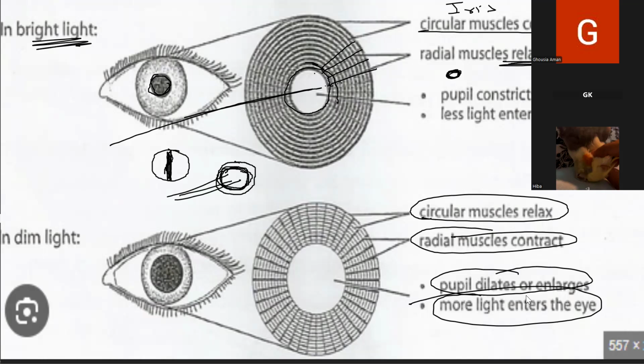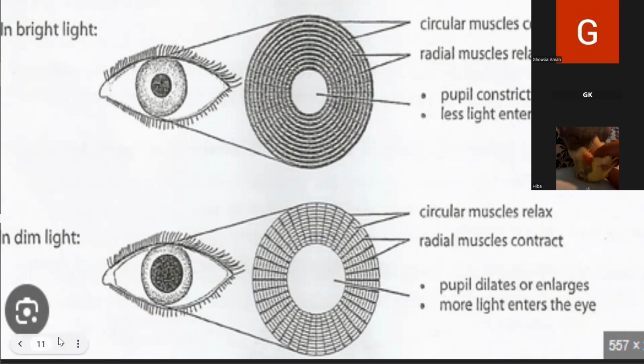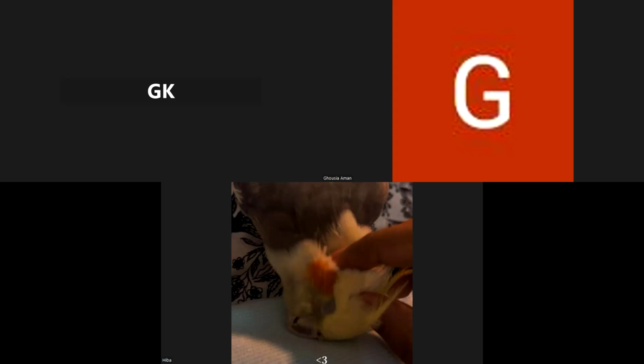So this chapter, let's see if there is any slide or not. No more slides. This chapter is finished. Okay. So I think that's it.